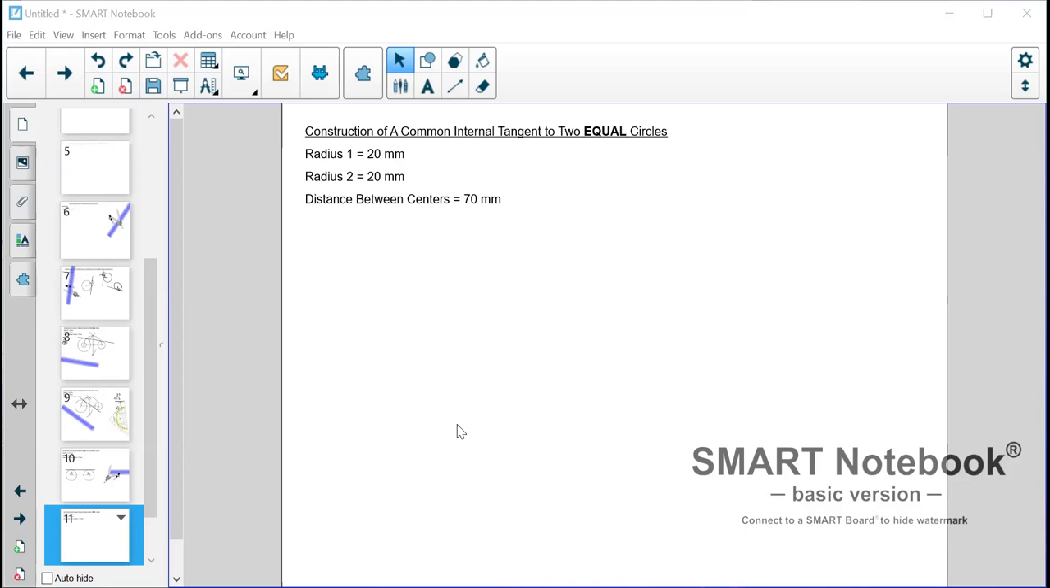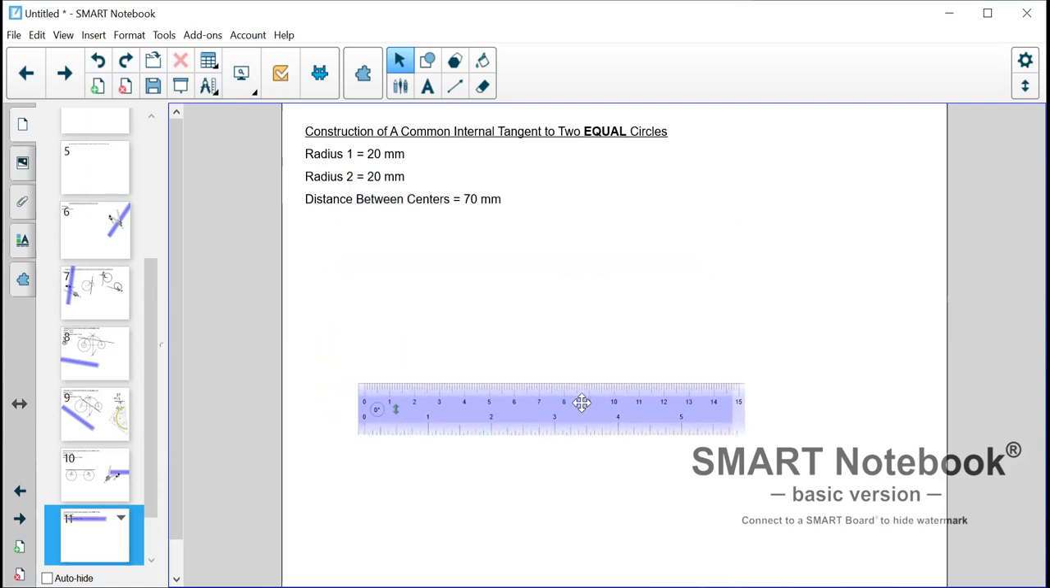In this video, I will take you through the steps in how you construct a common internal tangent to two equal circles. In a previous video, I demonstrated how to construct this tangent to two equal circles externally. This one will be based on the tangent being constructed internally. The information basically remains the same. The radius for both circles is 20 mm, and the distance between the centers is 70 mm. So we'll go straight into the steps.